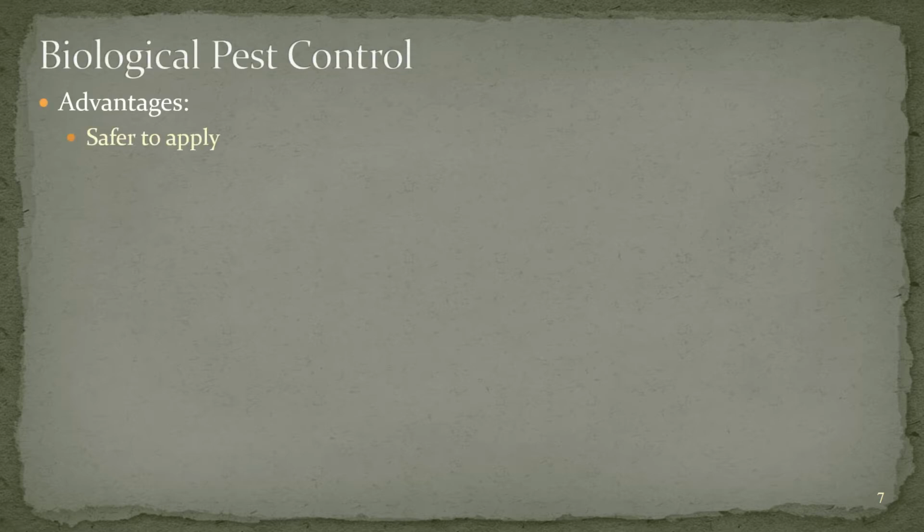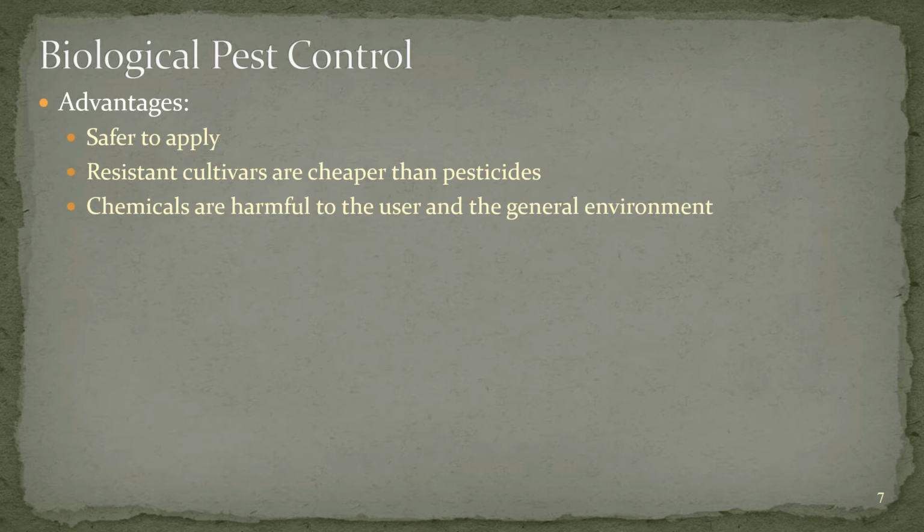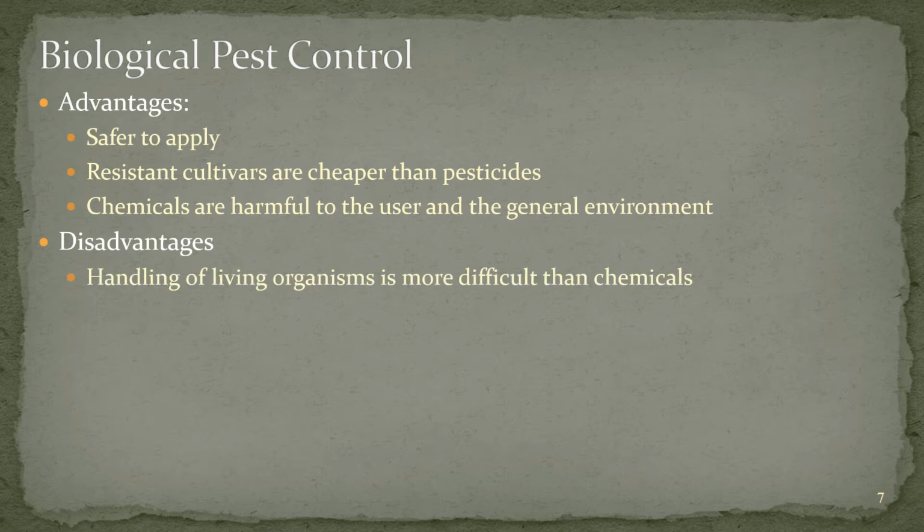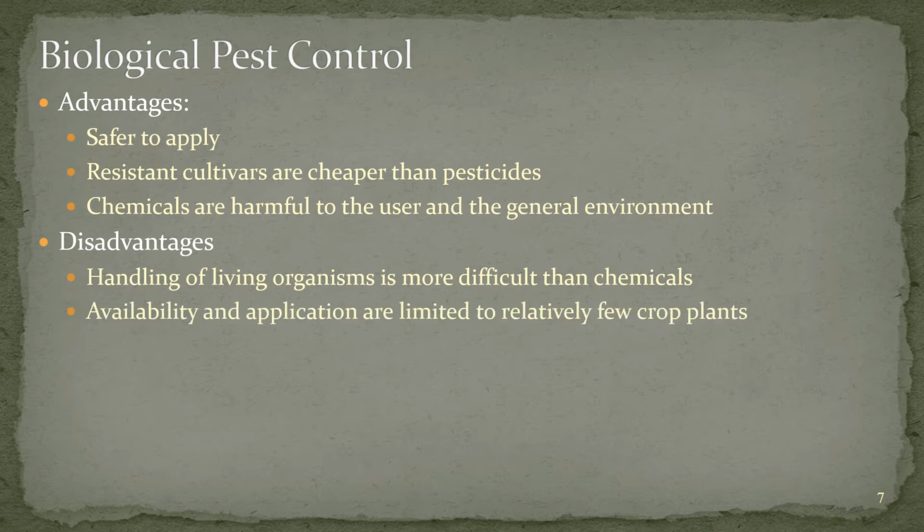So some advantages of using biological pest control are that it's safer to apply, resistant cultivars are cheaper than pesticides, and chemicals are harmful to the user and the general environment. Some disadvantages, however, of biological pest control are that the handling of living organisms tends to be a lot more difficult than chemicals because they're live and you can't make them do what you want. Availability and application are limited to relatively few crop plants, so you might have to buy a whole bunch of species-specific biological pest controls to address the issues that you're having, and that can get pretty expensive.